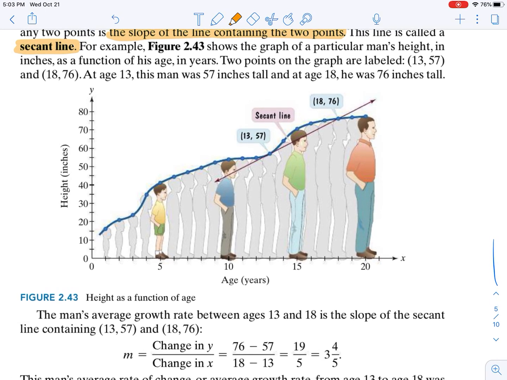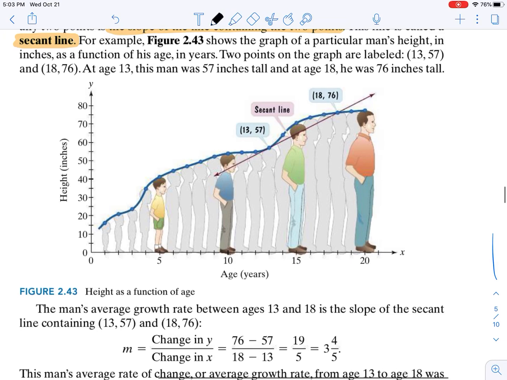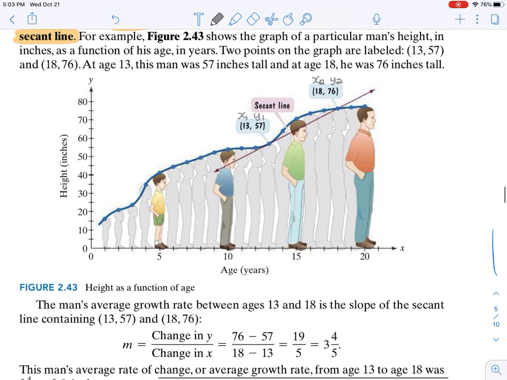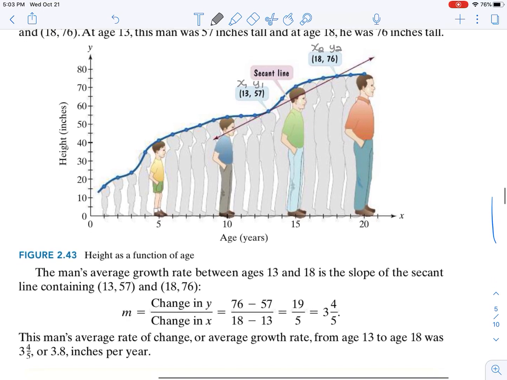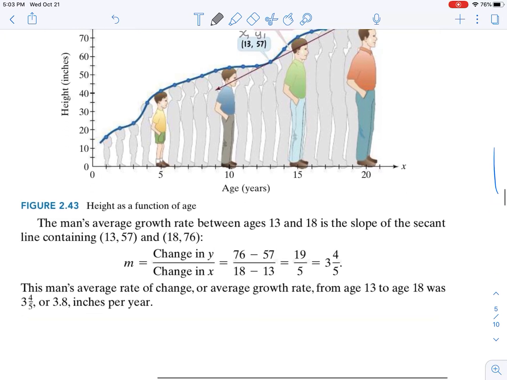And remember, it's not just rise over run, it is the change in y over the change in x. So again, I label my points x1 and y1, x2 and y2, and by subtracting 76 and 57 and 18 and 13, I get 19 over 5. So the slope for this particular young man is 3 4/8, or 3.8 inches per year.